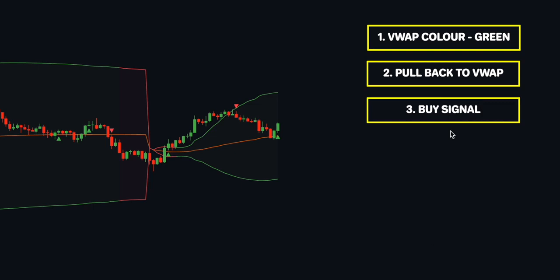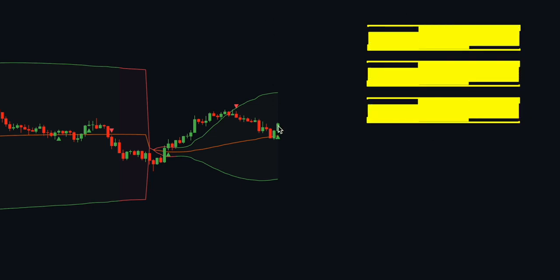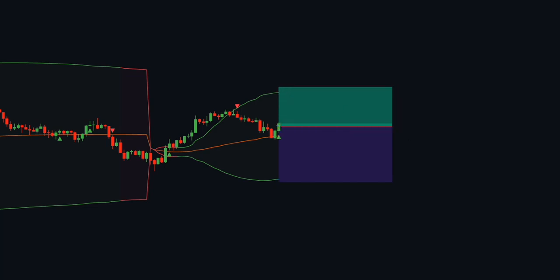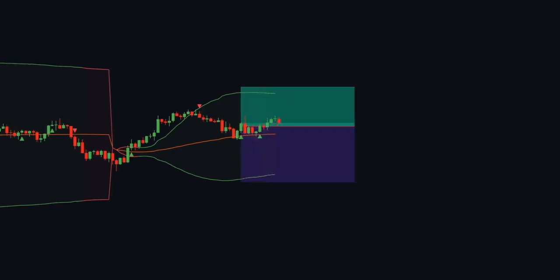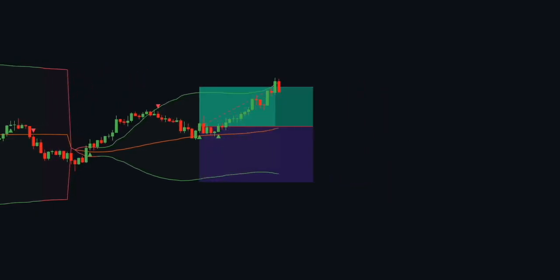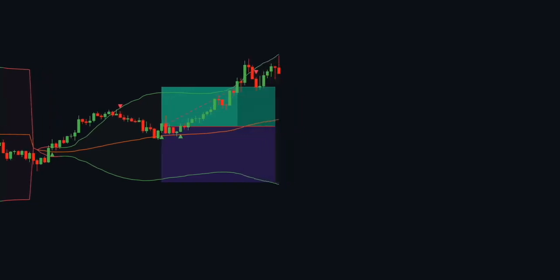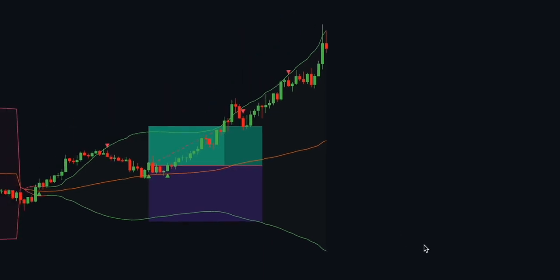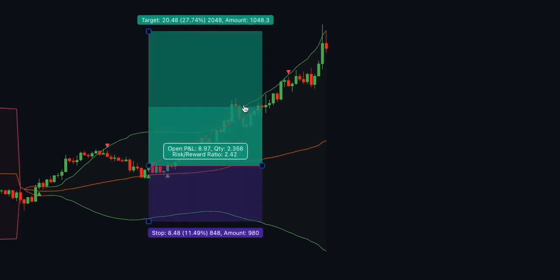I recommend placing the stop loss at the lower VWAP band. The initial take-profit target could be set at the upper band. This strategy is designed for long trades only. Test it out in different time frames and markets. The best time frames are 5, 15, 30 minutes and 1 hour.